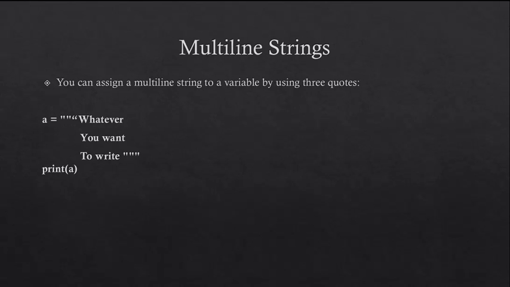We can assign a multi-line string to a variable by using three quotes. A is equal to three quotes, whatever you want to write, and we have to end it with three quotes too. And now we print the a variable. Or with three single quotes, there is no problem with that, it's the same.